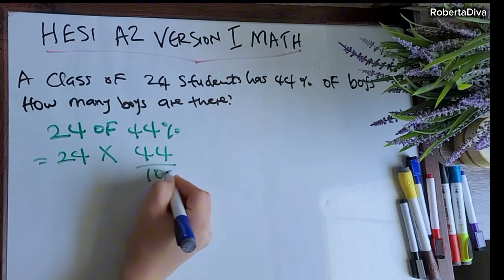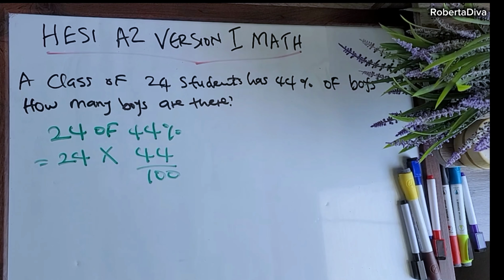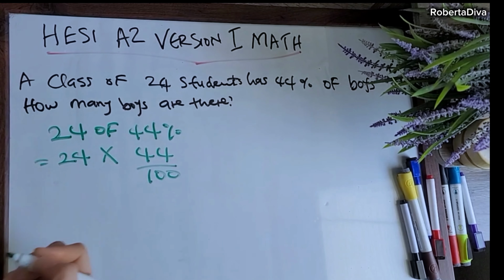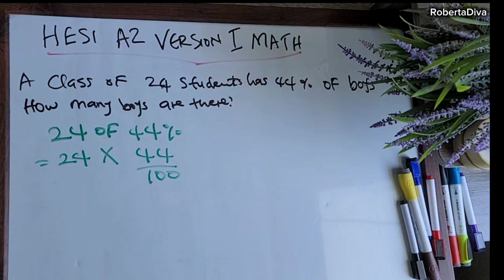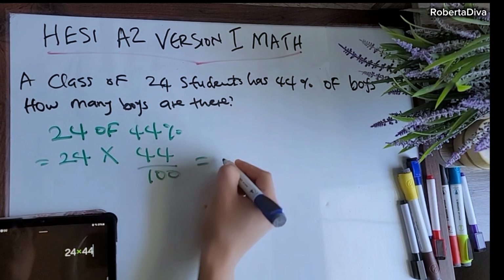Okay. 24 multiplied 44 over 100. Let me make it so easier for you. Just do 44 over 100 first. Okay. It will give you 0.44. I believe so. And then you multiply 24 multiply 0.44. That is how you get the answer.